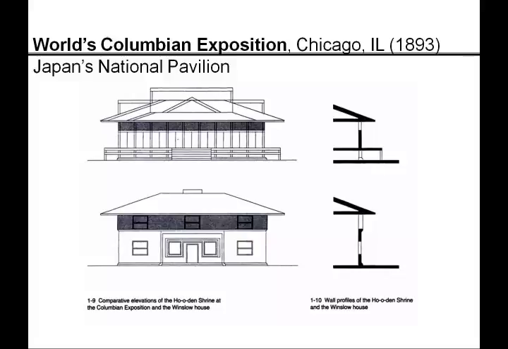In this series of analytical drawings, you can see comparative elevations of the shrine that was at the Columbian Exposition and the Winslow House. And you'll notice the strong horizontal lines, the pitch of the roof, and then of course the wall profile is particularly striking.